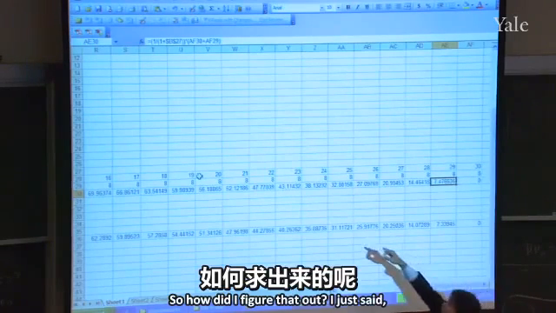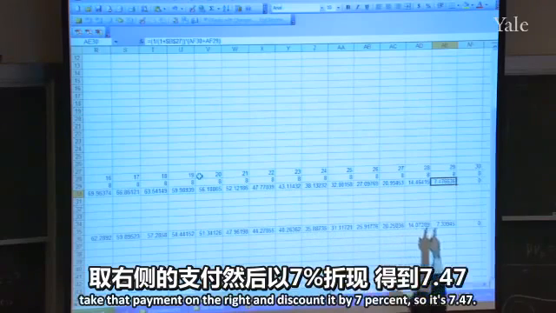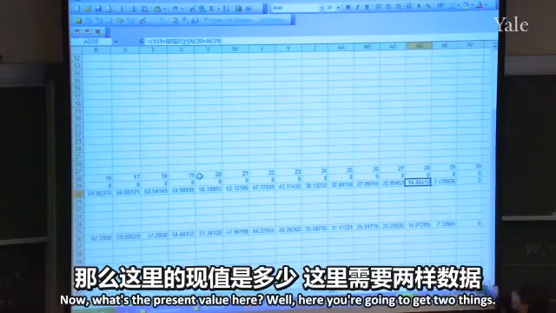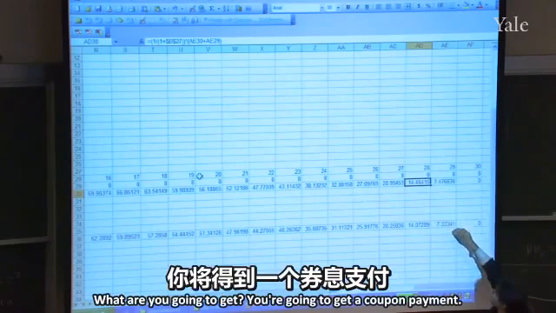So how did I figure that out? I just said, take that payment on the right and discount it by 7%. So it's 7.47. Now, what's the present value here? Well, here you're going to get two things. What are you going to get? You're going to get a coupon payment.